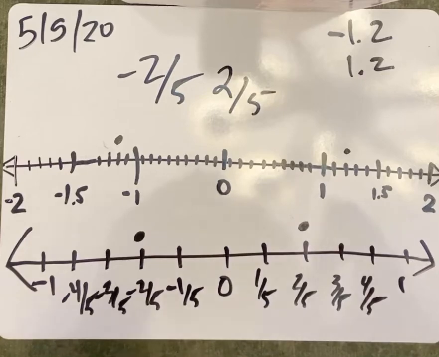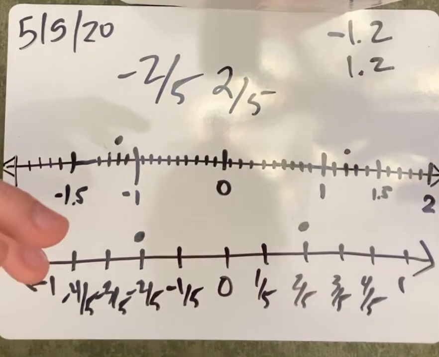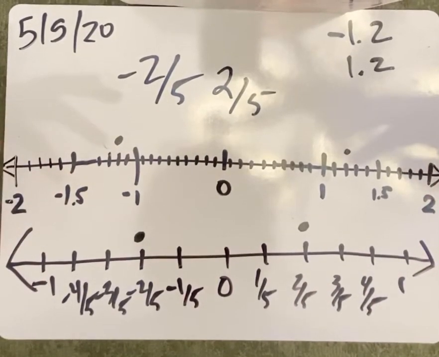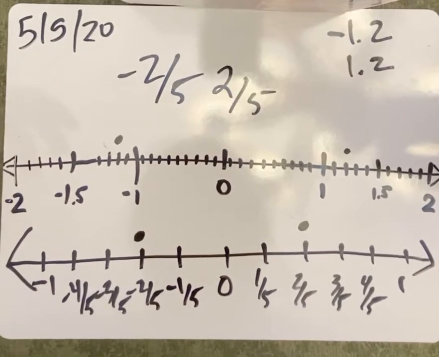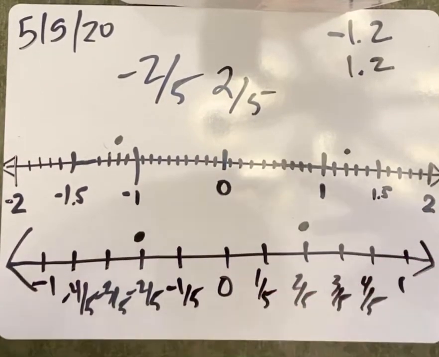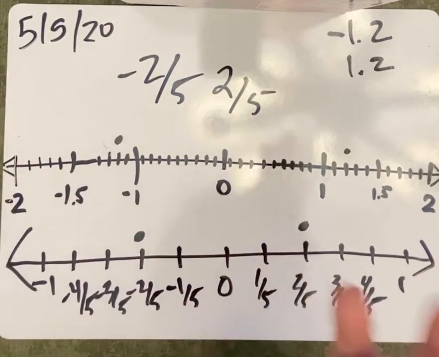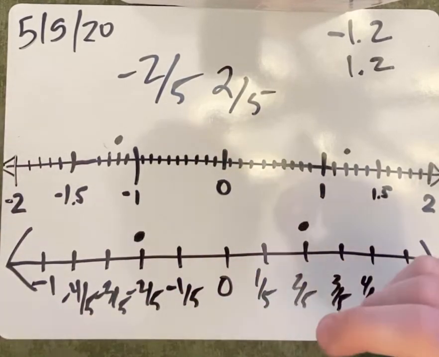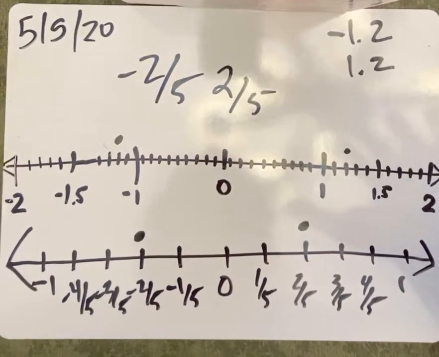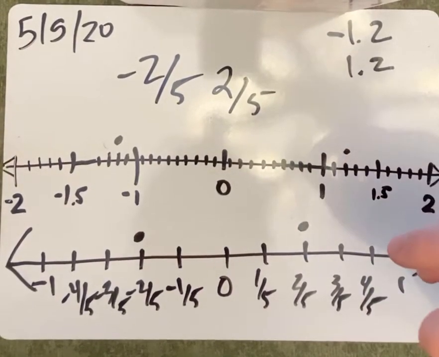Remember, with negative numbers, the greater the number, the smaller it is. So what's greater, -1 or -100? -1, because why? It's closer to 0. The closer to 0, the greater the negative, okay?